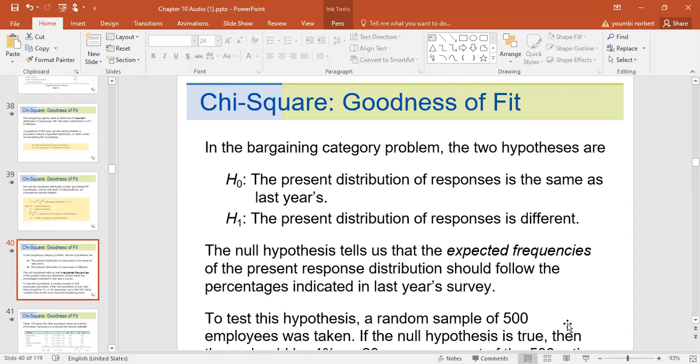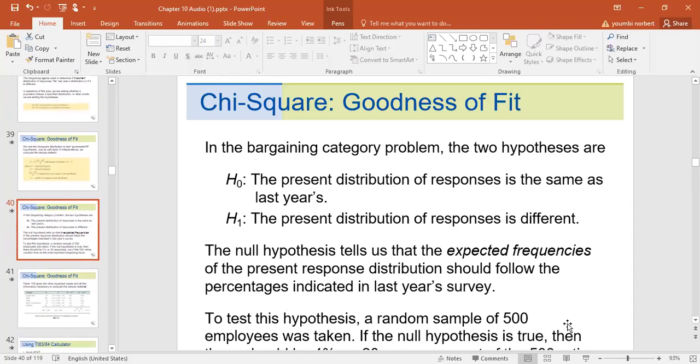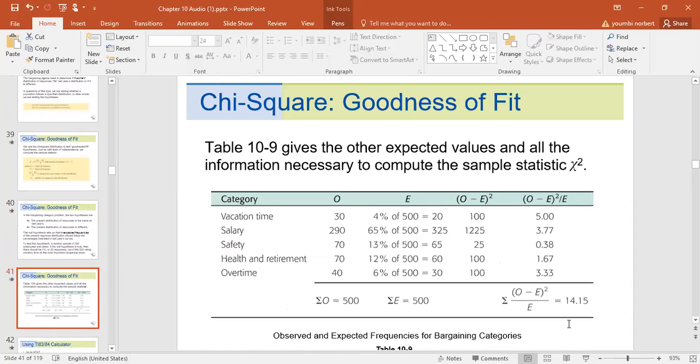So H0 will be the present distribution of responses is the same as last year. It is not the same. Let's look at the data that we have. On the first column, we have the observed values that you already know. Here is the observed value.